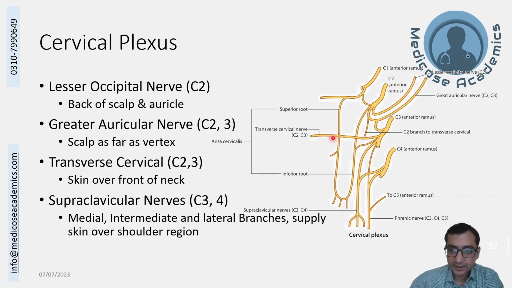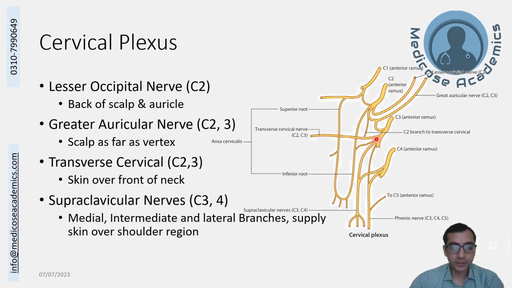Then there is the transverse cervical nerve. It goes transversely in this direction, superficial to the sternocleidomastoid, to the anterior of the neck, and it will supply this whole area from the chin all the way to the jugular notch. These are the supraclavicular nerves. These are the transverse cervical nerve, chin to manubrium.